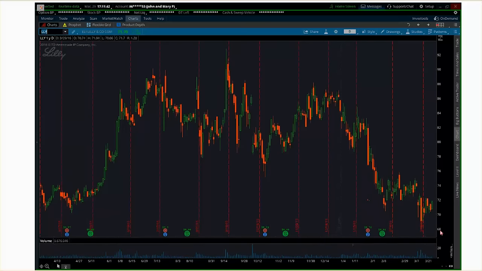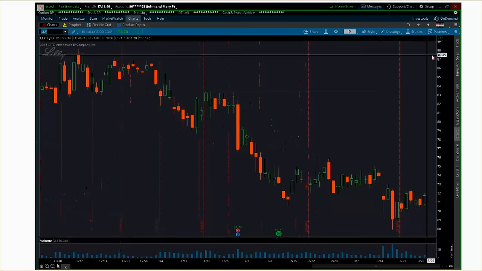So when I look at, let's say, Lilly, for example, to me that is a pretty darn ugly chart. It really doesn't look that pretty.